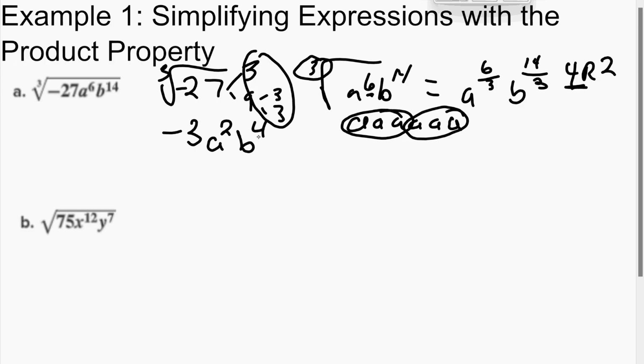Okay, and then on the inside is just going to be a remainder of 2, so that means I stay a cube root on the inside, and that would be b squared, that remainder.